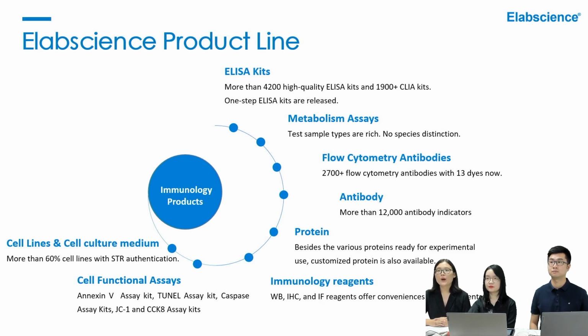ELISA Kits, so far we can provide more than 4,200 ELISA kits and 1,900 CLIA kits. This year, we have gradually released our new product line, the one-step ELISA series. This ELISA kit can shorten your experiment time to only 19 minutes. Besides ELISA kits, we can also provide metabolism assay kits, cell functional assay kits, as well as 12,000 primary antibodies and secondary antibodies.